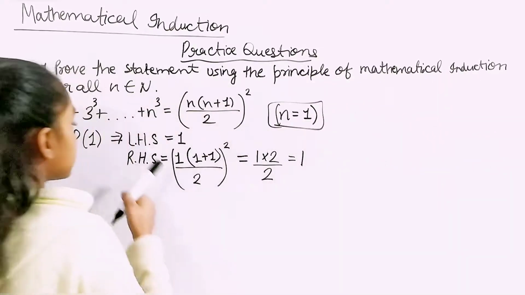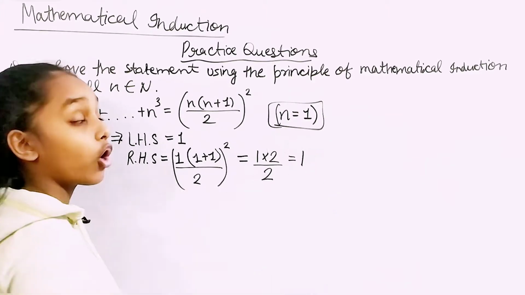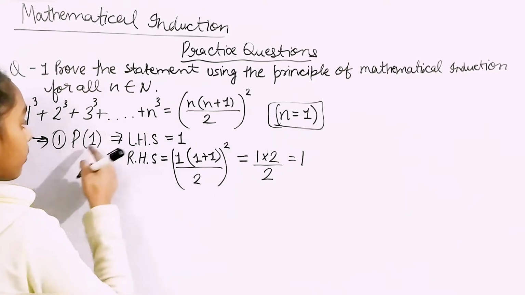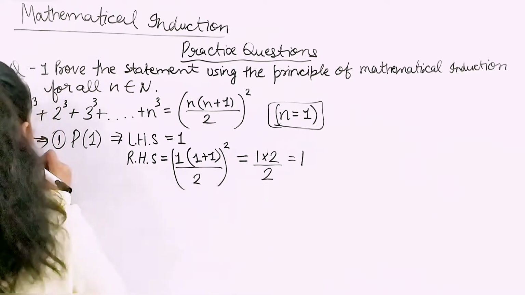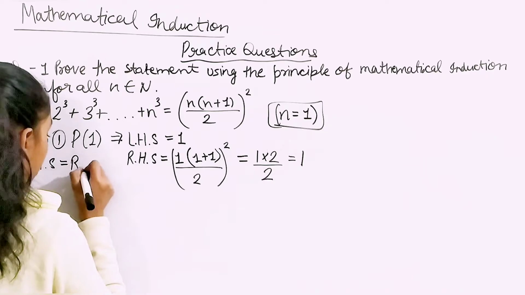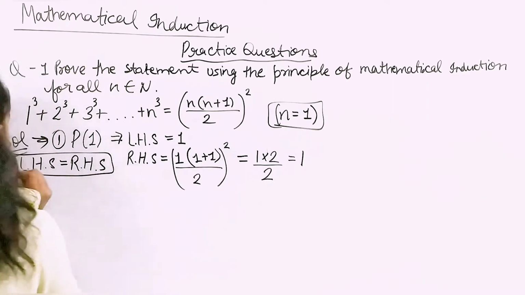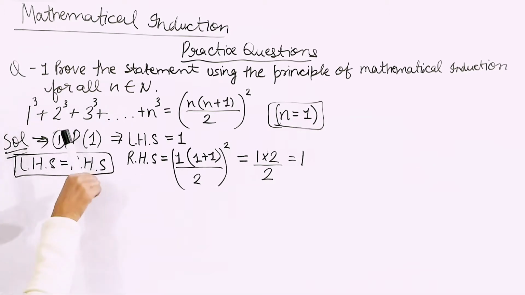As we can see, the left-hand side and the right-hand side are equal. So LHS is equal to RHS. What we can see is that for P of 1, it is true. Okay, this is clear. Now, the next thing we're going to look at is P of k.